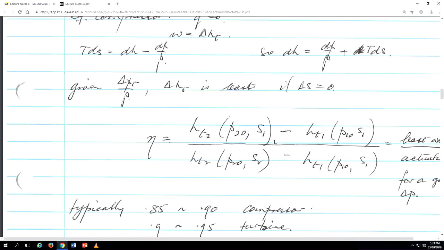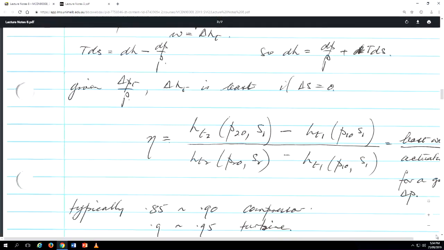Let's suppose that I want to take the pressure from some value P1 to some value P2. Then the least amount of work that I will do is when the entropy doesn't change. So I go from S1 to S1, but I go from P1 to P2. And it'll be the least work that I have to do.